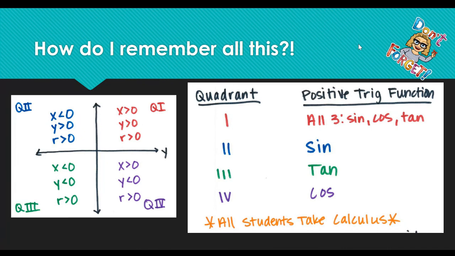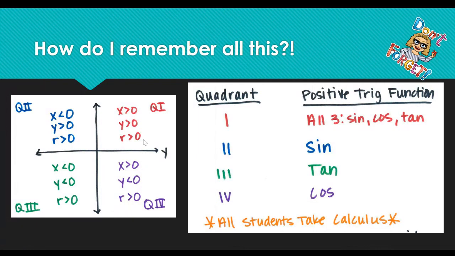So that's a lot. So how do you remember what exactly is going on in what quadrant? If you think about the signs on points, in quadrant 1, everything is positive. X is positive, Y is positive, and like I said, R is always going to be positive. Over in quadrant 2, your X is negative, but your Y is positive. Quadrant 3, X and Y are both negative. Quadrant 4, X is positive, but Y is negative.